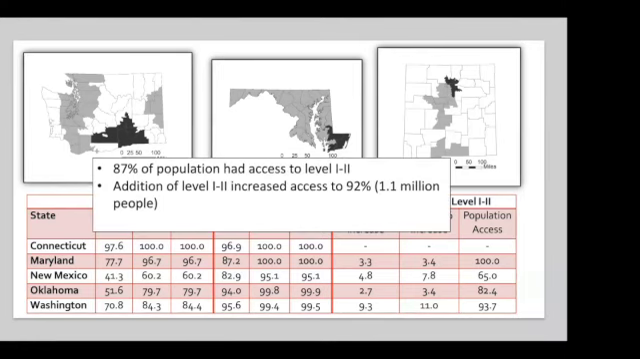So for our major results for these 5 states, when we look at them as a whole, 87% of the population had access to a level 1 or 2. If we went through the process of adding just one level 1 or level 2 to each state, we saw that increase to about 92%, which represents a little bit over 1 million people. So a great place to start. What we did notice was a lot of variation depending on which state we were analyzing. New Mexico had the lowest access, with only around 60% of their population having access within an hour.